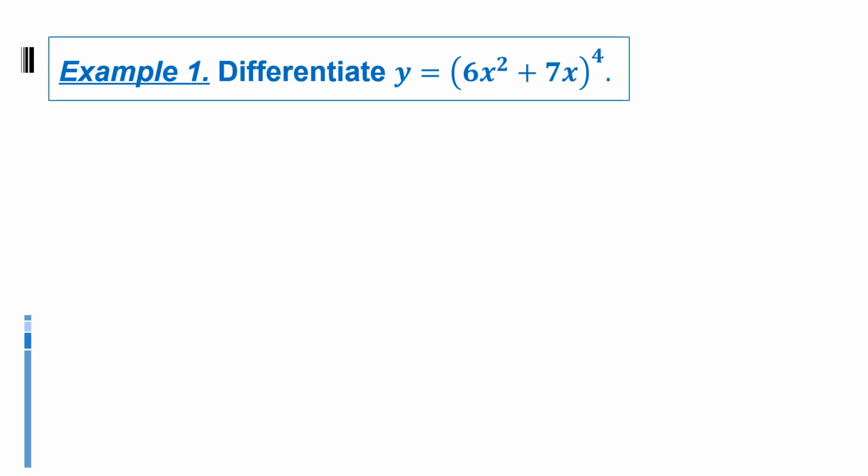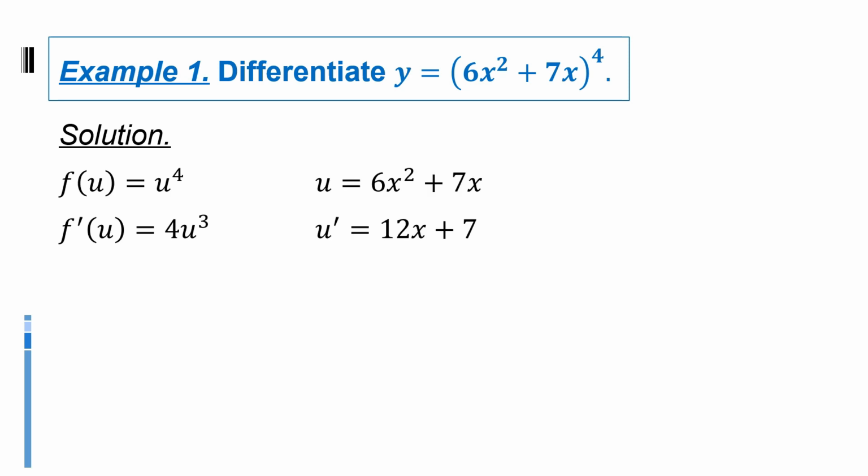Let's differentiate y equals the quantity 6x squared plus 7x raised to 4. So using chain rule, we first determine what is our u and our f of u. So our f of u here is u raised to 4 with a derivative of 4u cubed, and our u is 6x squared plus 7x with a derivative of 12x plus 7.